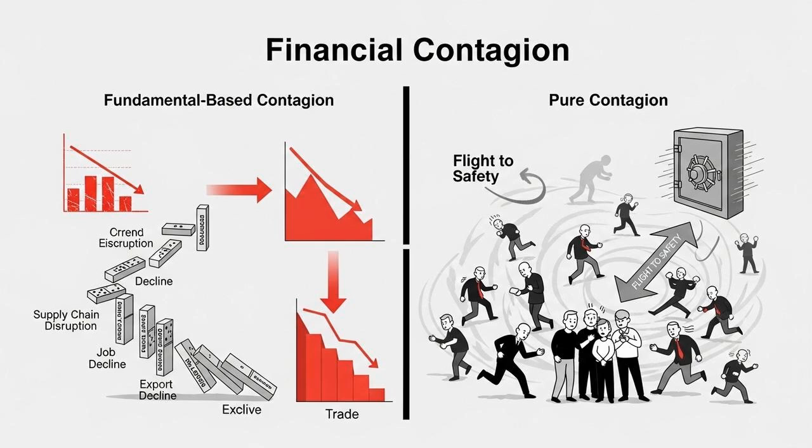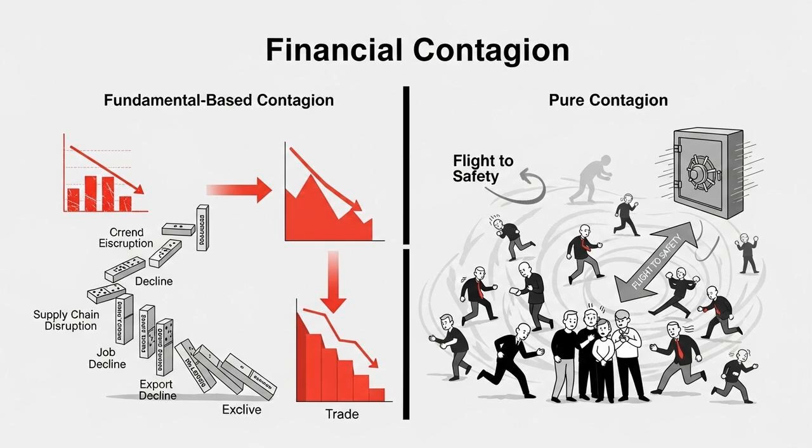Fundamental-based contagion, also called spillover effects, is the rational transmission of a crisis. Think of it this way. If a major economy like the United States enters a recession, its demand for imports will naturally fall. This directly harms the economies of its trading partners who sell goods to the US. It's a direct economic link, like a chain reaction.